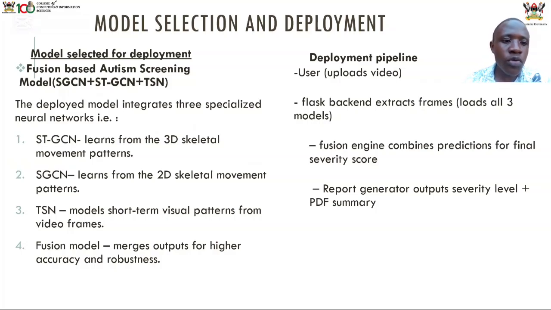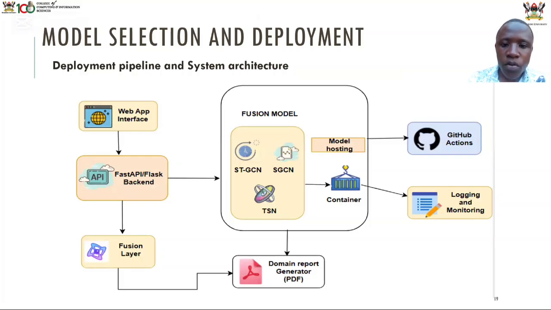Model selection, which model do we select? First of all, we had the 3 models, but each model was doing a different task. So we deployed the model which integrates all those 3, and that was our fusion model. And this was our deployment pipeline. Now we deployed the model. It was a FastAPI app and it has a web interface, so it was deployed on Railway. So our model is working.